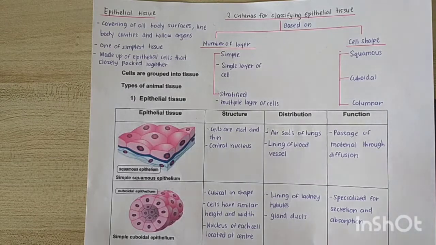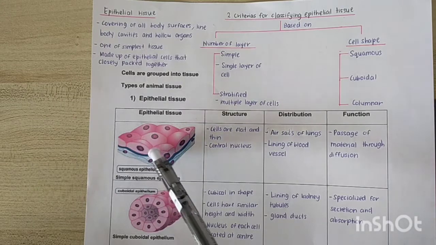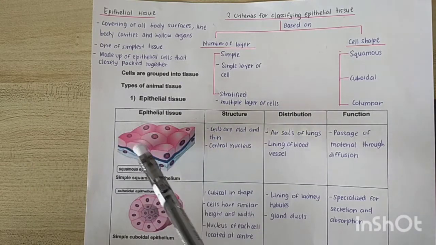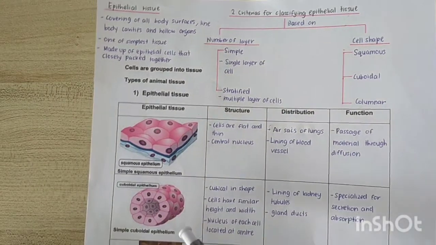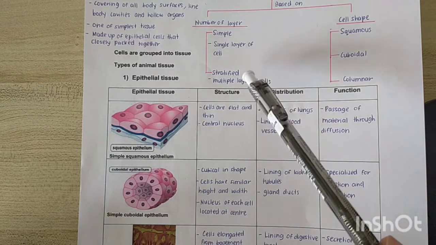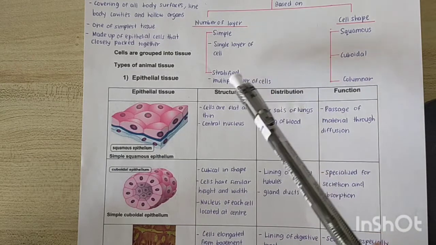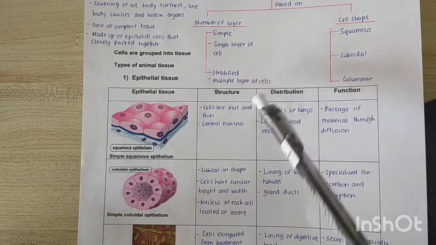If we look at an example based on the diagram here, if there is the word simple, so let's say this one mentions simple squamous epithelium. So when the word simple is here, it means the epithelial tissue consists of only a single layer. Same as this one, this is simple cuboidal. It means there will only be one layer. But what is the difference with stratified epithelial tissue? For stratified epithelial tissue, it has multiple layers of cells.